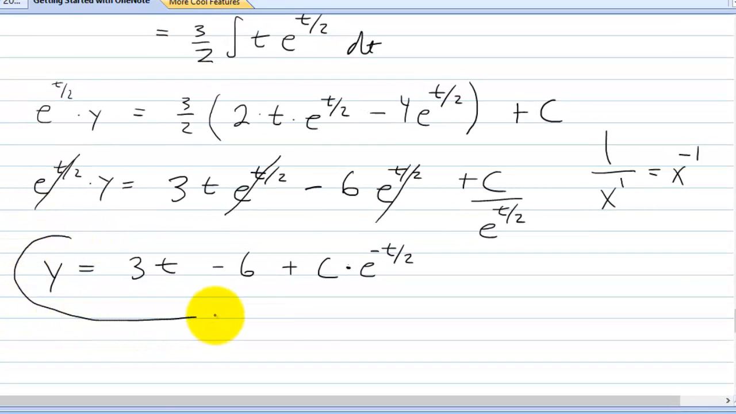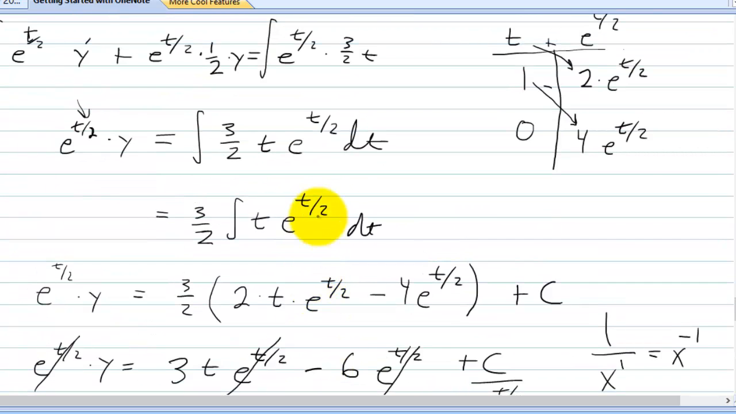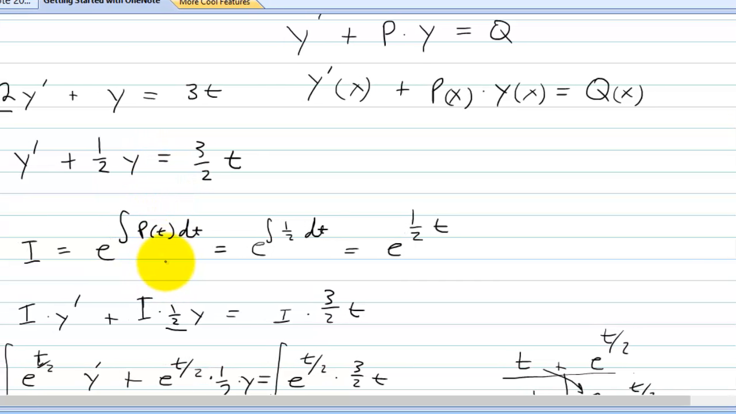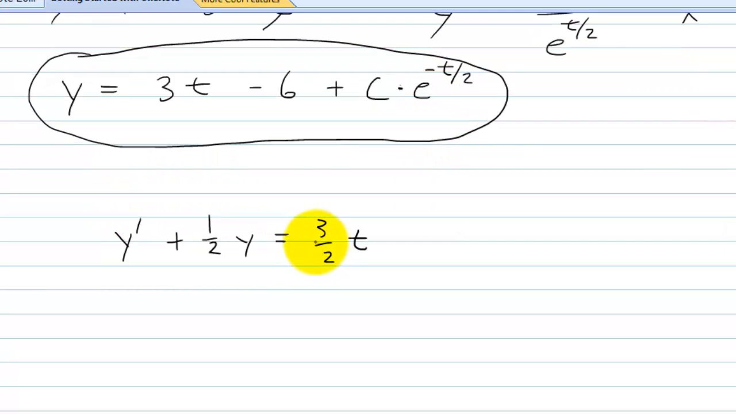This is the general solution to the linear equation, let's see, what was that one? Kind of forgot what it is. Oh yeah, it's the solution to y prime plus 1/2 y is equal to 3/2. Yep, there you go. So the solution to this linear equation is y is equal to 3t minus 6 plus c times e to the negative t divided by 2.